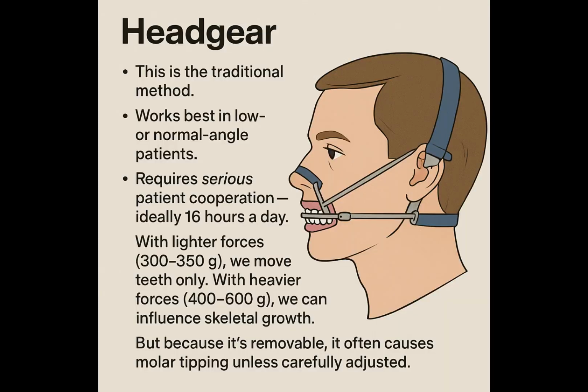With lighter forces, 30 to 50 grams, we move teeth only. With heavier forces, 400 to 600 grams, we can influence skeletal growth. But because it's removable, it often causes molar tipping unless carefully adjusted.